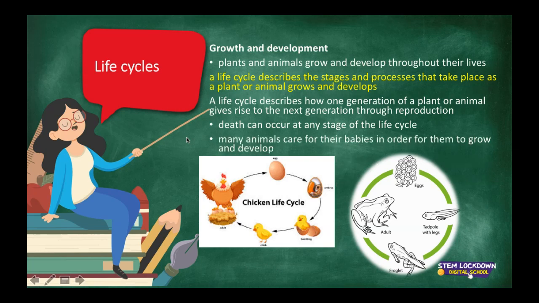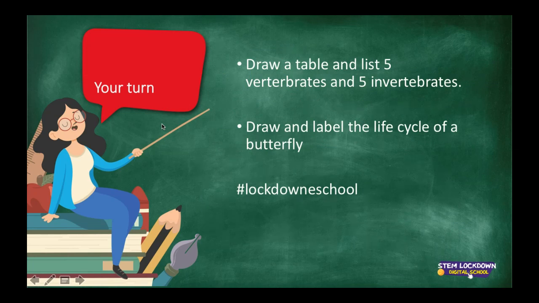So many animals care for their babies in order for them to grow and develop. And so now it's your turn. I want you to draw a table and list five types of vertebrates and five types of invertebrates. Remember, vertebrates are animals with skeletons. Invertebrates are animals without skeletons.